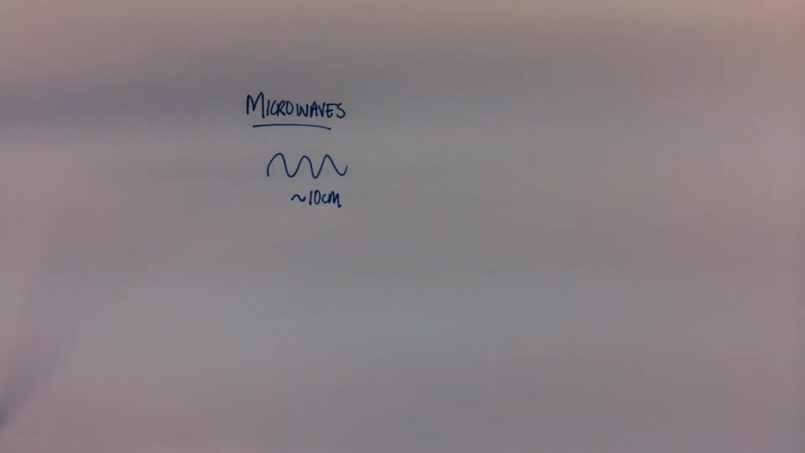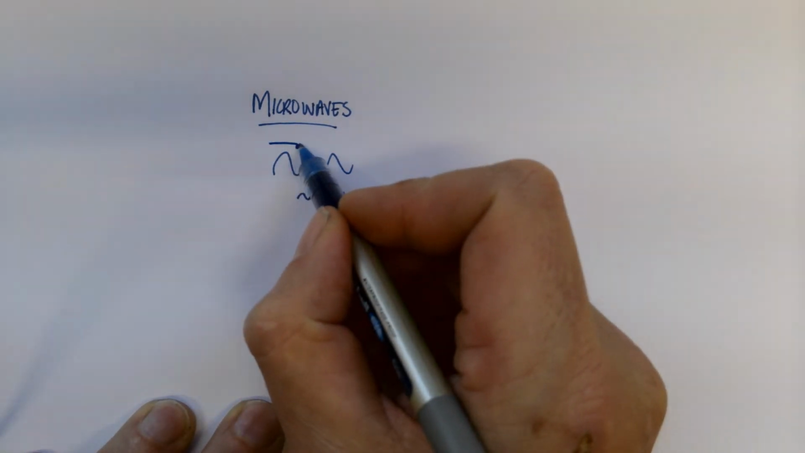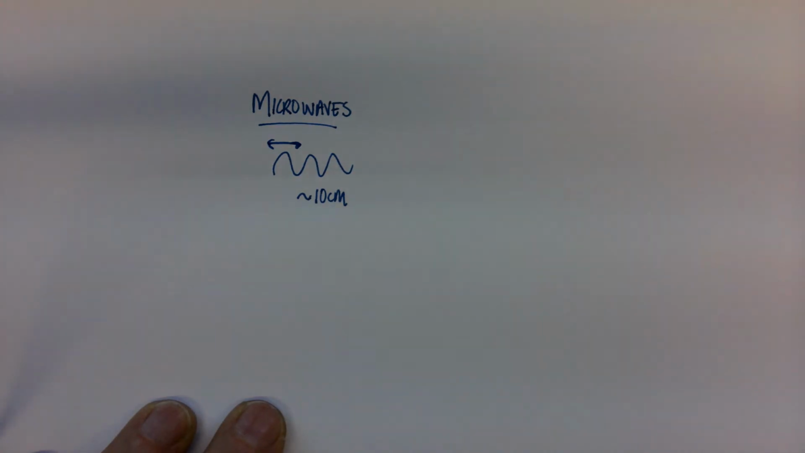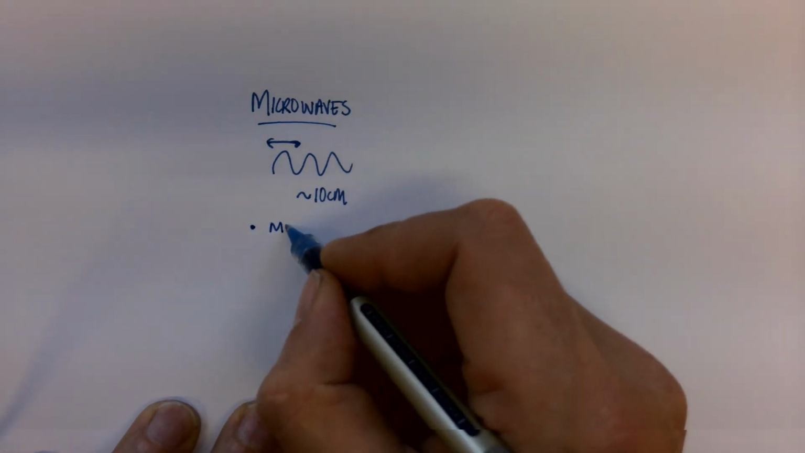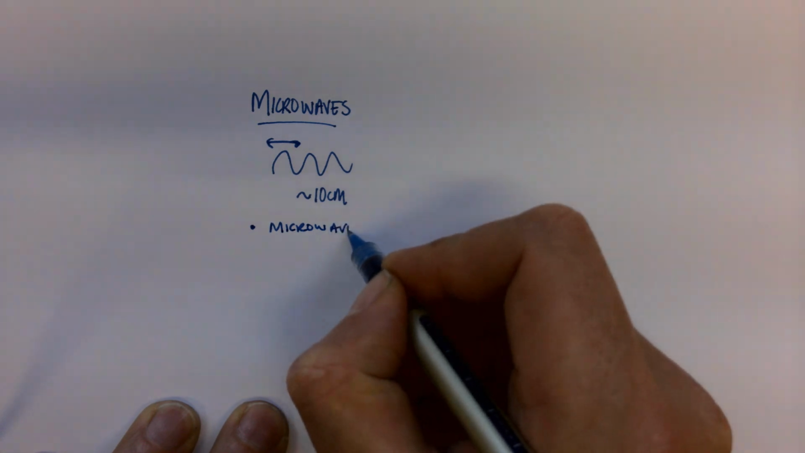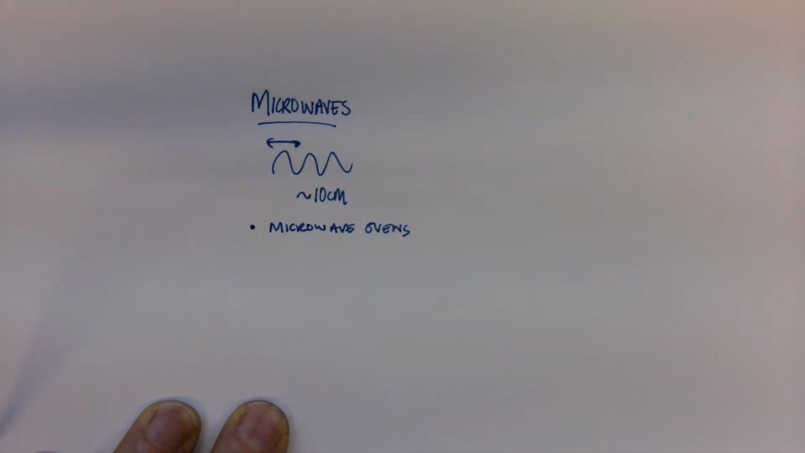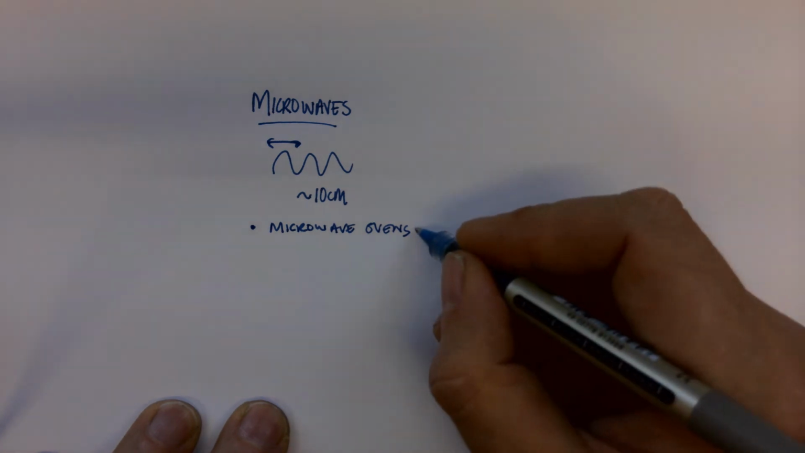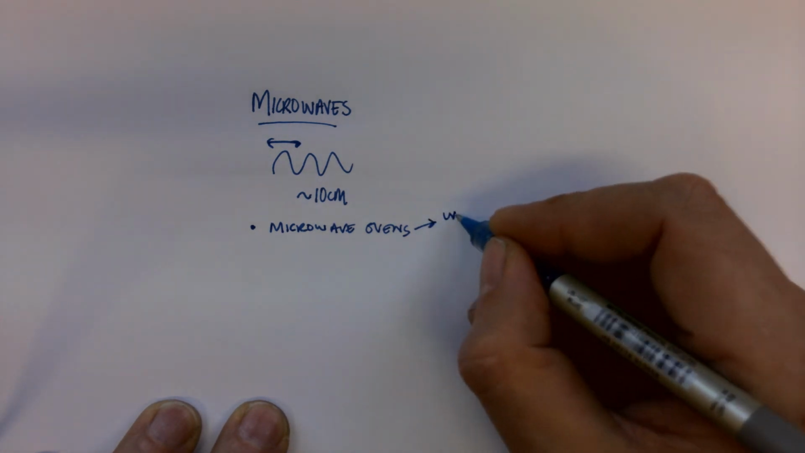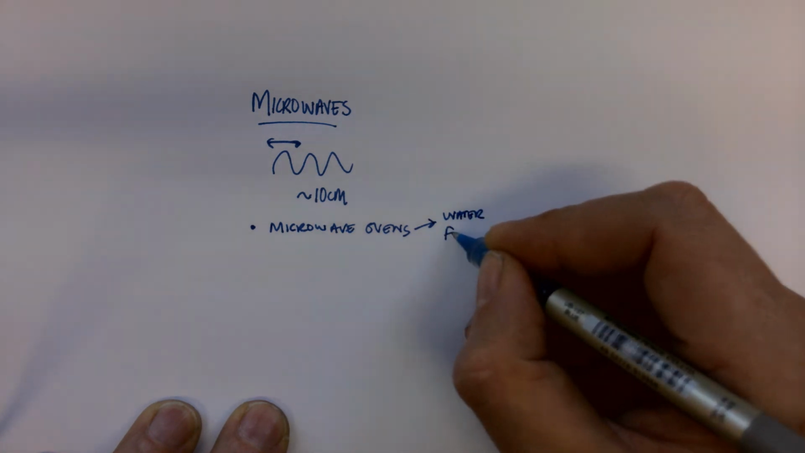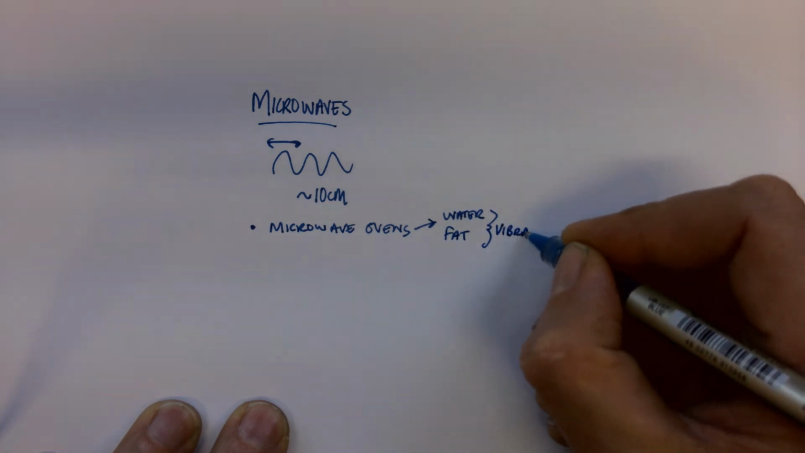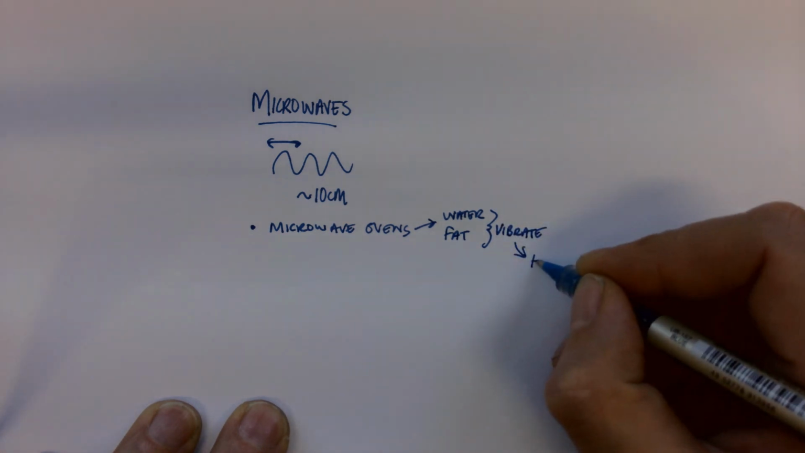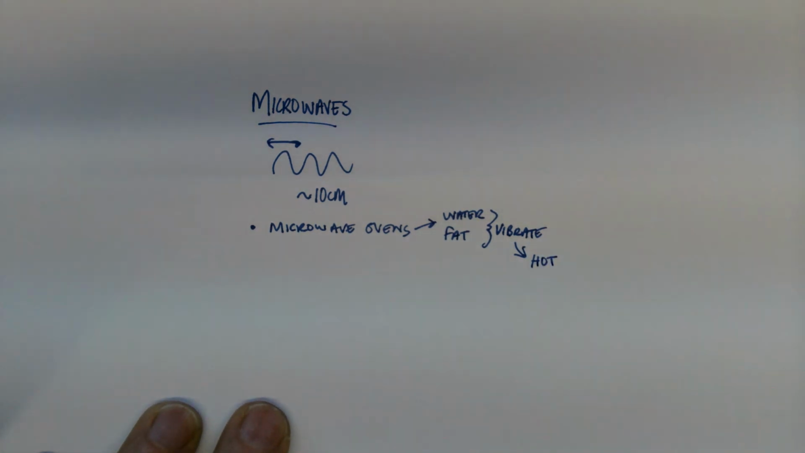Okay, so next we have microwaves. Now microwaves are electromagnetic waves where the wavelength from there to there is around 10 centimeters. And it's pretty obvious what they're used for. Main one, microwave ovens. Now, the reason they're used in microwave ovens is that they cause water and fat to vibrate. And that just means they get hot. So you can use them for cooking.